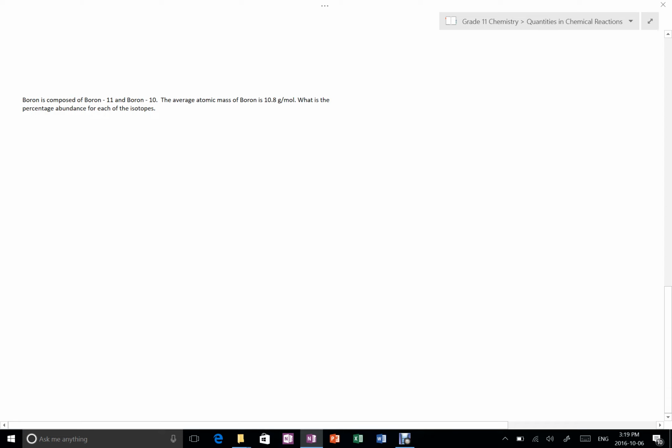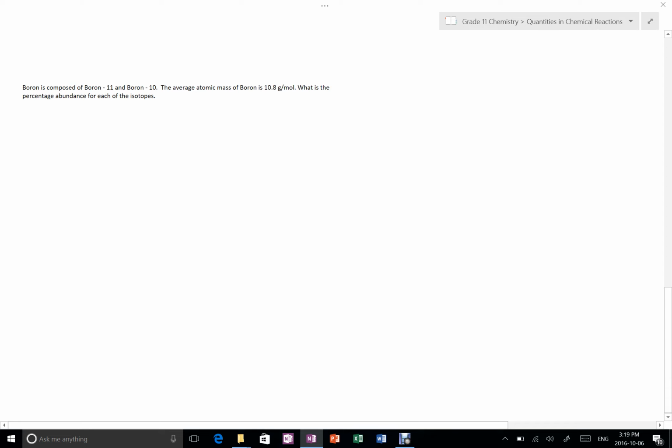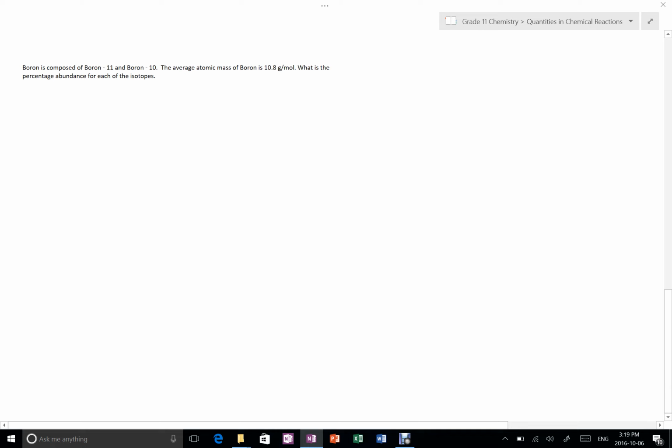Alright, one more example here. Here we're going to figure out the percent abundance instead. So we're going to work backwards on this one. Boron is composed of boron-11 and boron-10. The average atomic mass of boron is 10.8. What is the percent abundance of each?